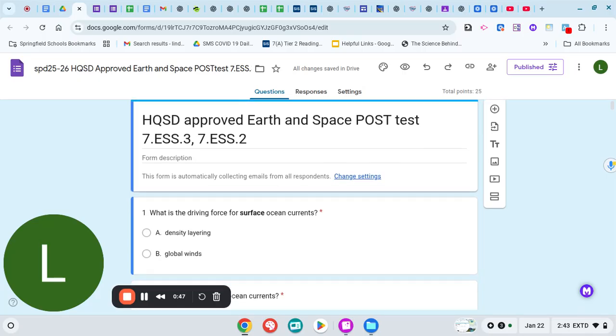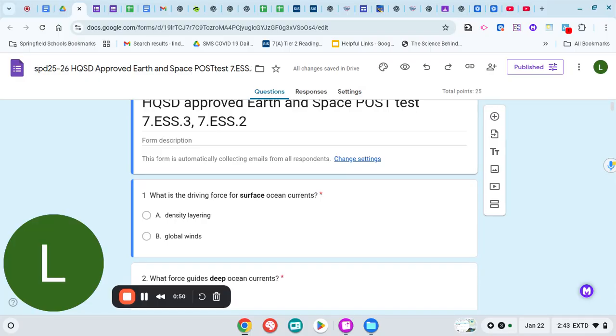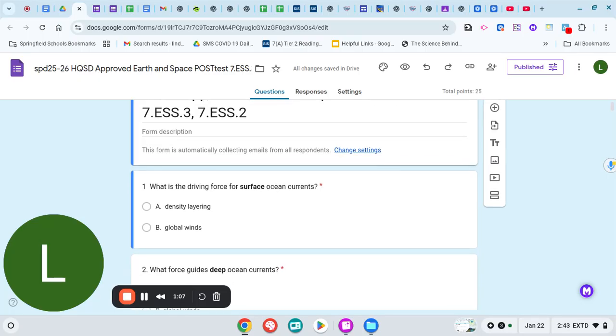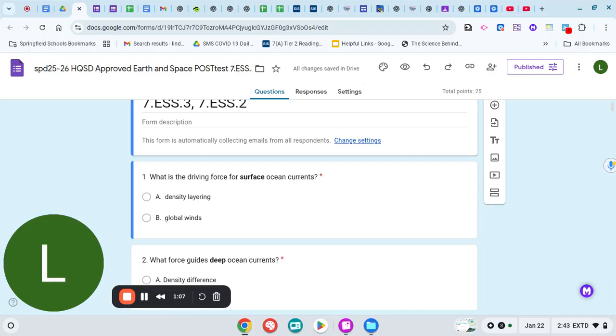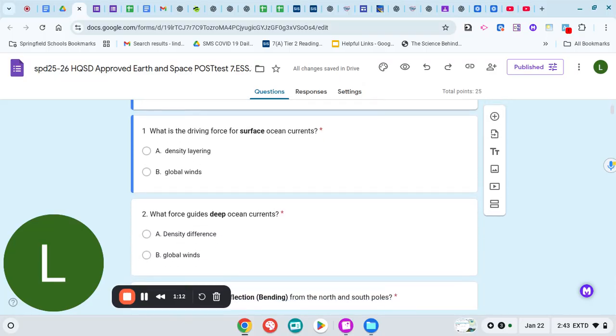Okay, let's get started. Number 1, what is the driving force for surface ocean currents? Is it A, density layering, or B, global winds? Notice the word surface is bolded because that helps you. What is the driving force for surface ocean currents? A, density layering, B, global winds. Go ahead and pause this video, scroll down, answer, and then come back up. Unpause the video to hear number 2.